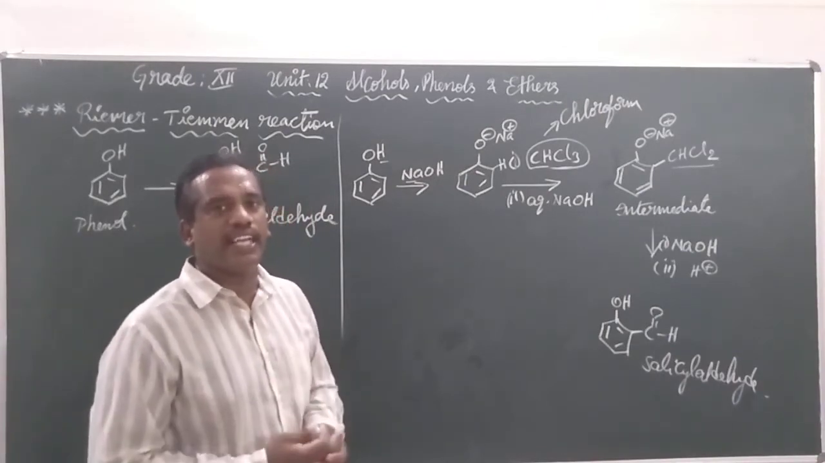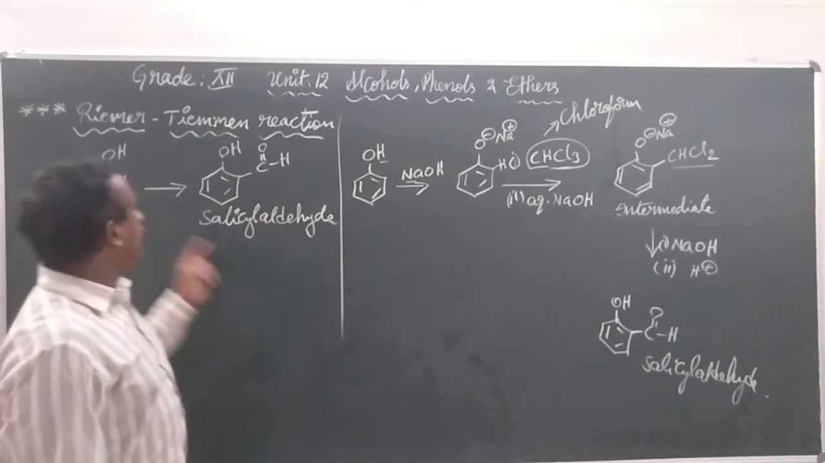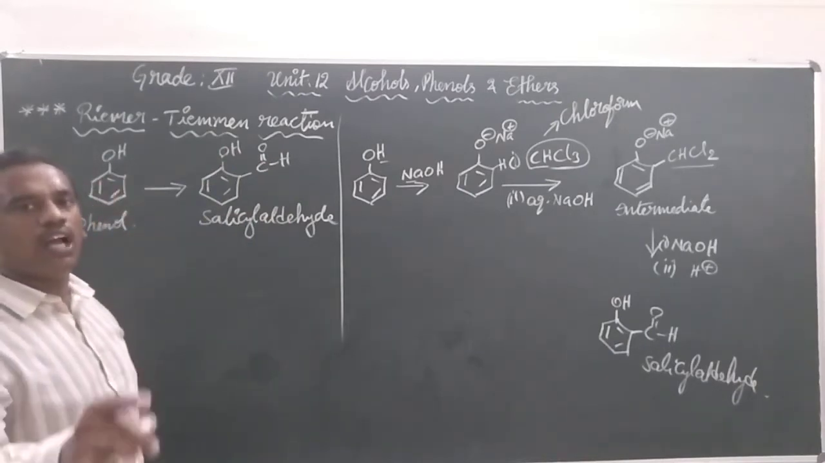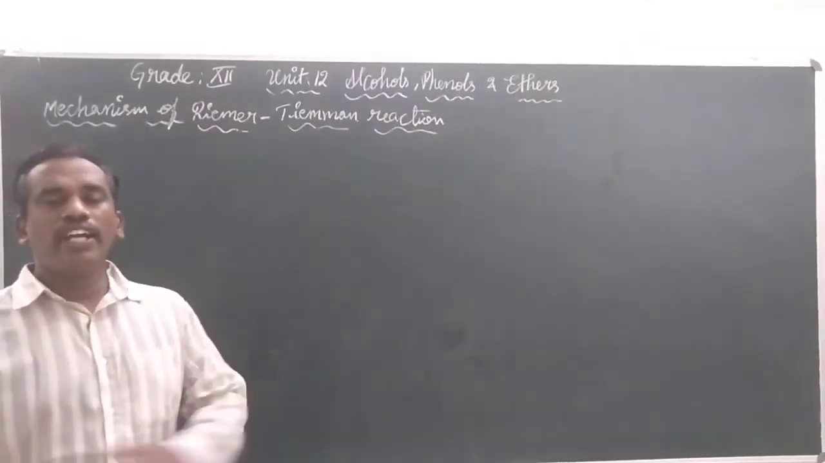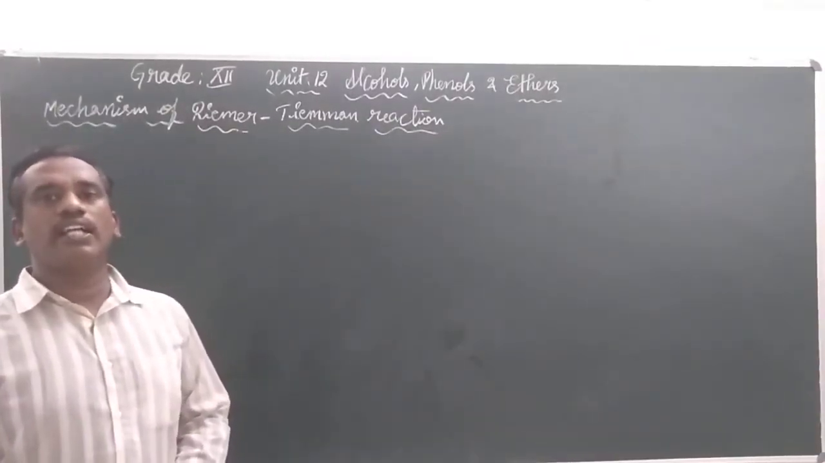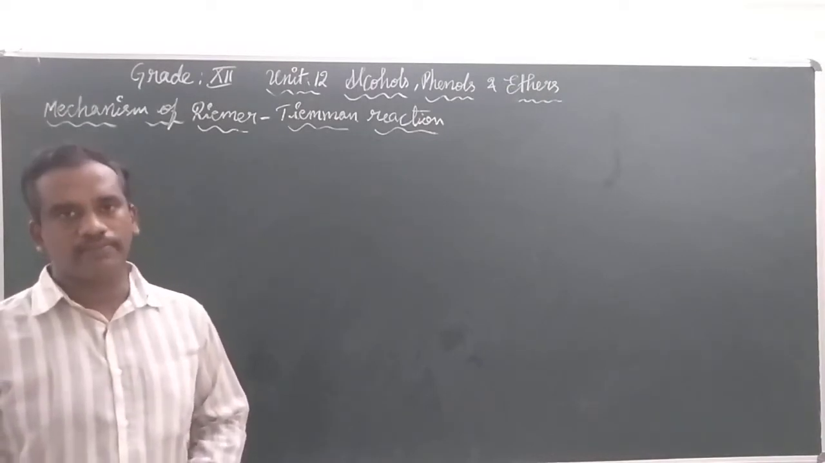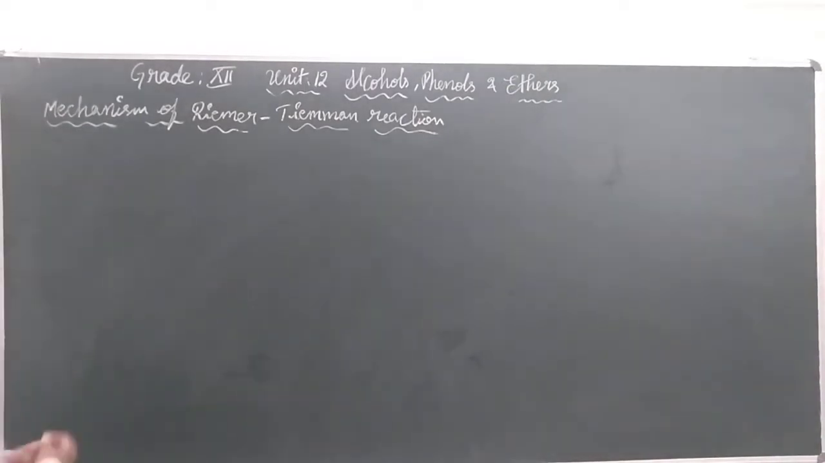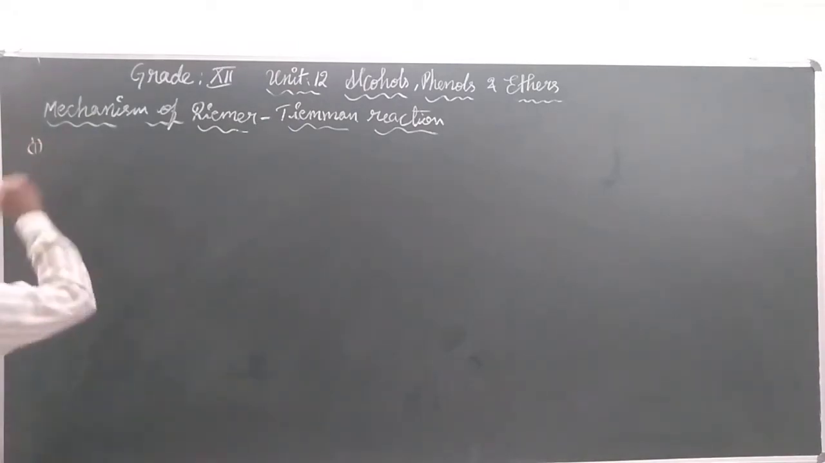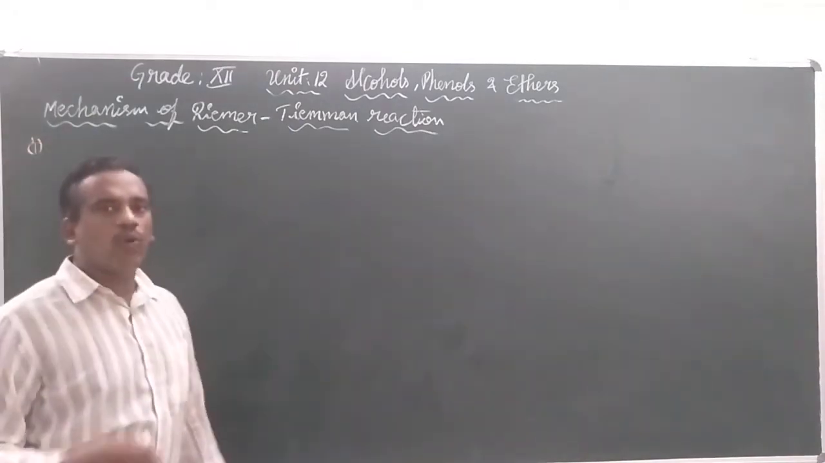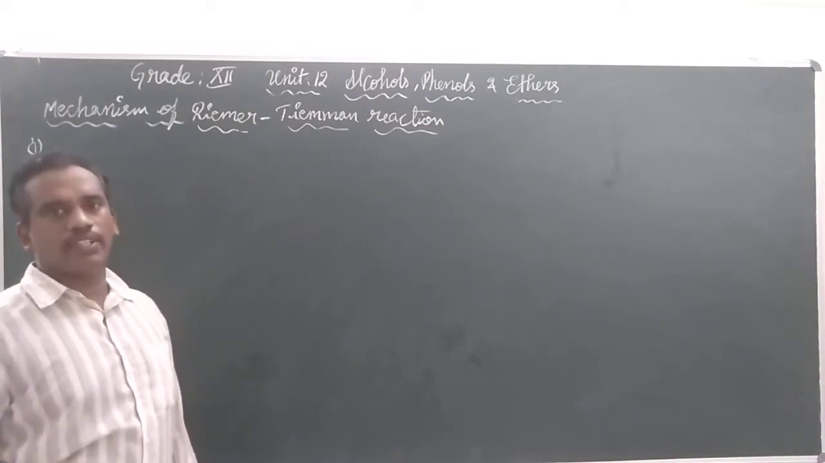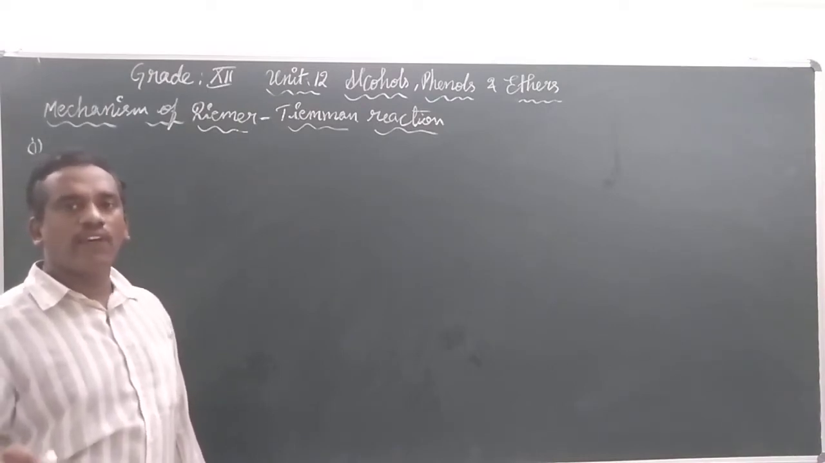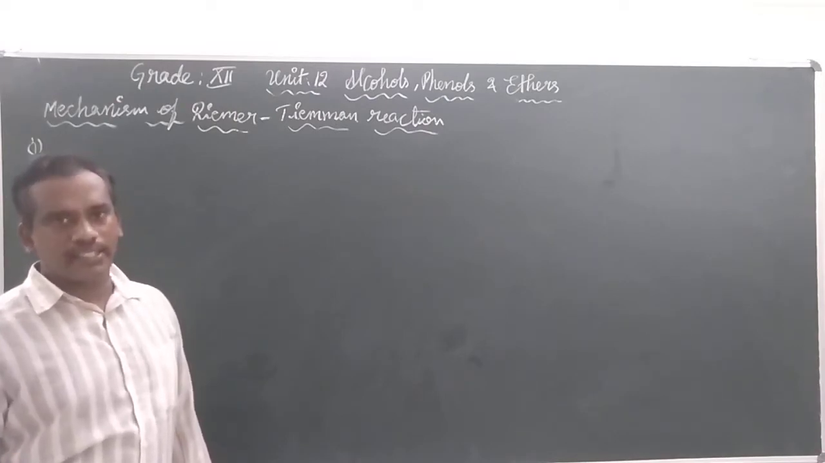But let us see in detail the mechanism of the Reimer-Tiemann reaction used for the objective purpose. So let us see the mechanism of this Reimer-Tiemann reaction, children. What is the mechanism here? We are going to break down all the process and learn the stepwise study of a reaction, which is called the mechanism. The step-by-step study of a reaction is called the mechanism.